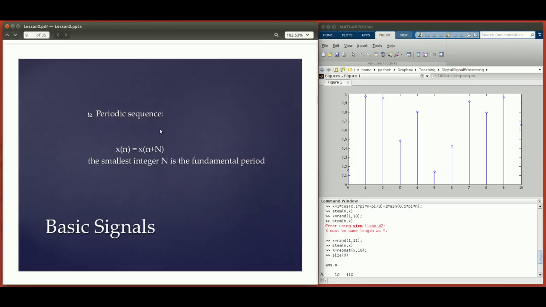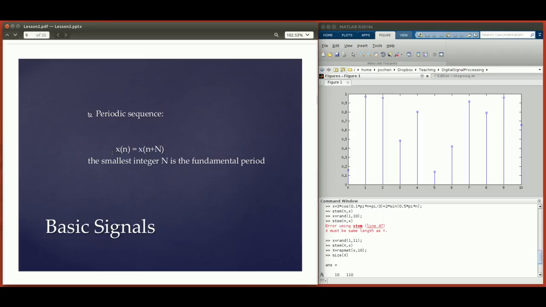That's called a periodic sequence. A periodic sequence has this kind of characteristic. Basically, the values inside of x repeat themselves every big N samples. So x[n] equals x[n plus big N], and the smallest big N is called the fundamental period.